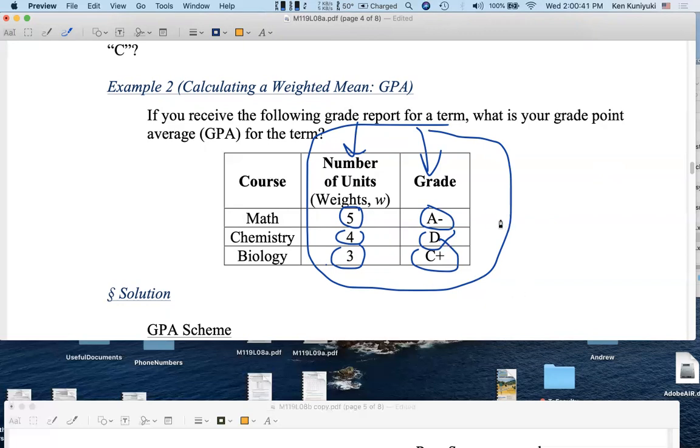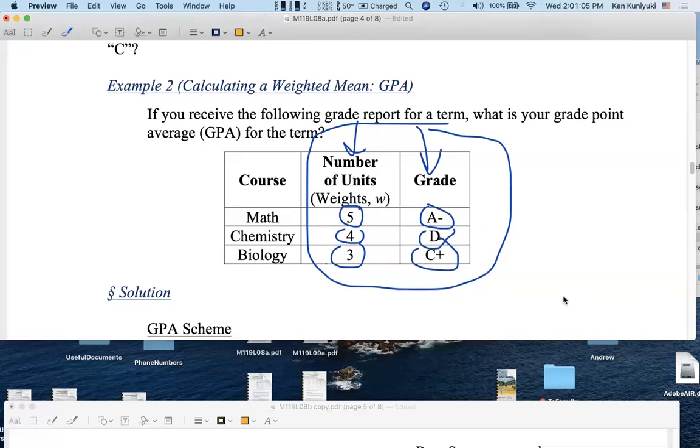Okay, now a problem you might have is, wait a minute, I see an A-, I see a D, I see a C+. I don't see numbers. How do we put these into a formula? I don't see numbers here. Right now, these represent what kind of data? Do you remember? We call this ordinal data, and we can recode them numerically.